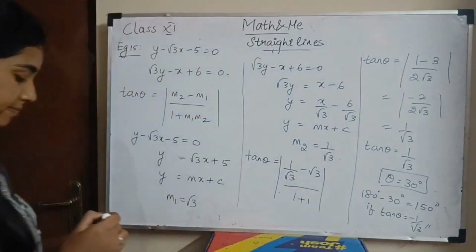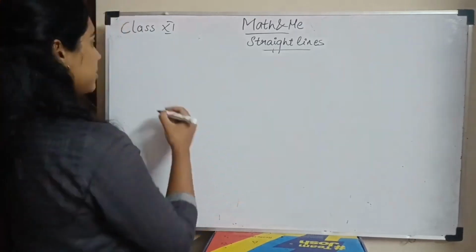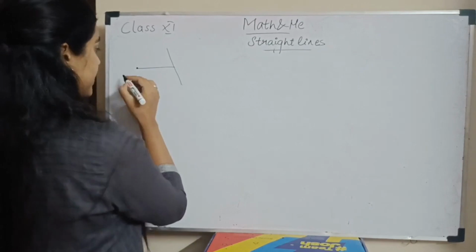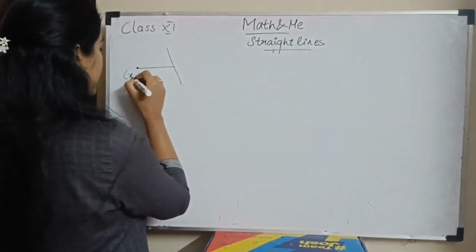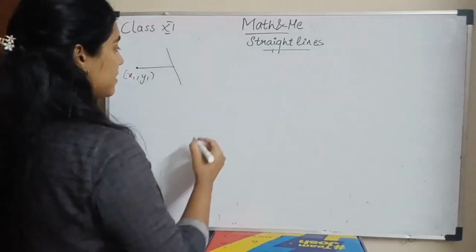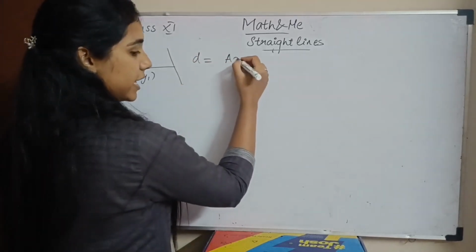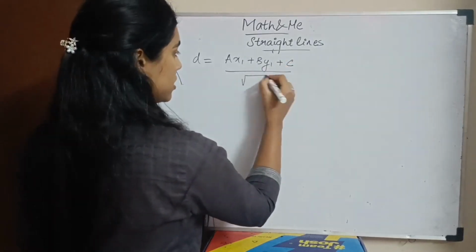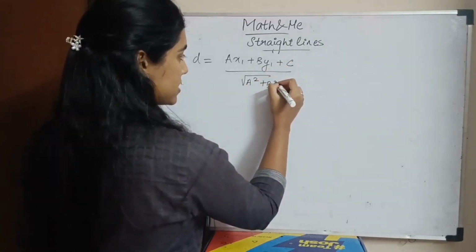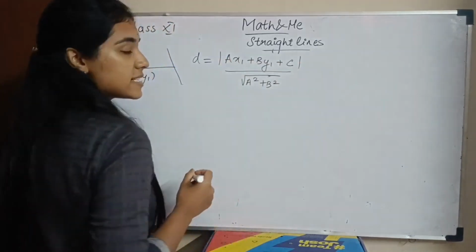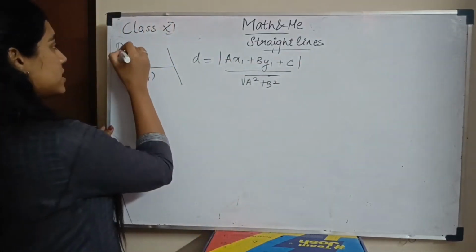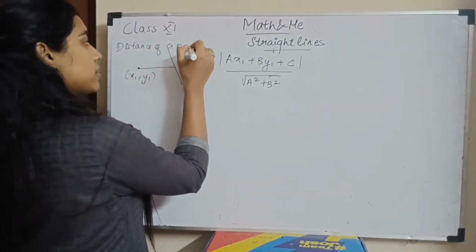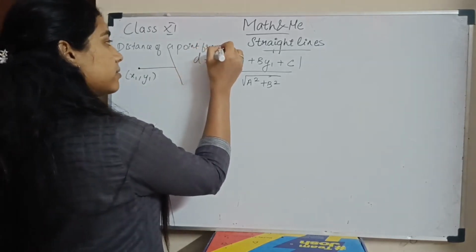Okay. So next you have distance of a point from a line. So distance of a point, for example, let the point be x1 and y1, is given by d equals ax1 plus by1 plus c divided by root of a square plus b square, and the numerator is inside a modulus symbol. So this is the distance of a point from a line.